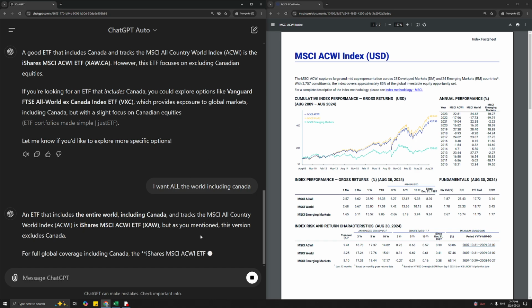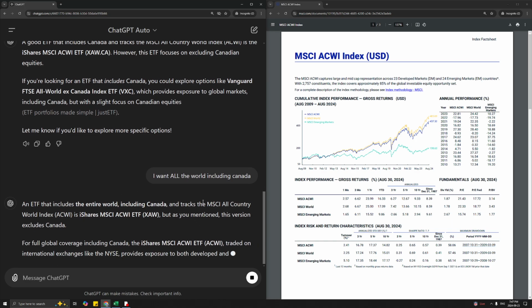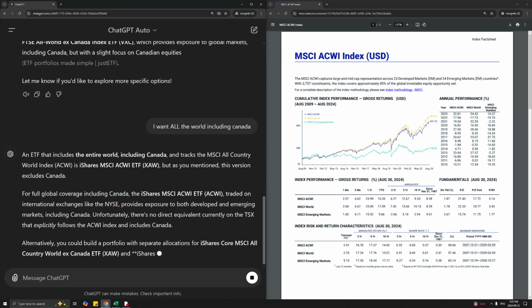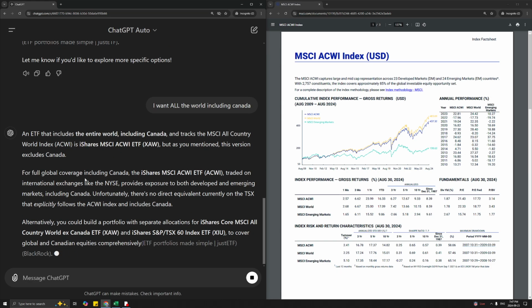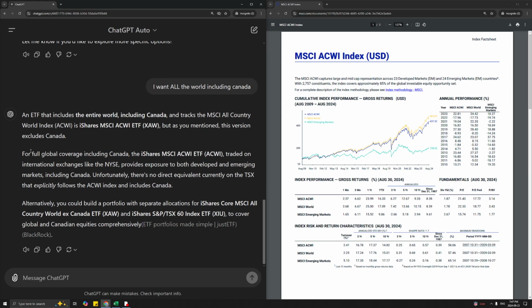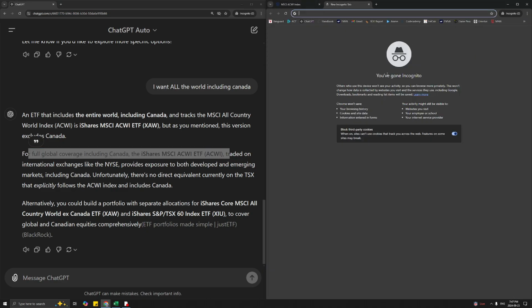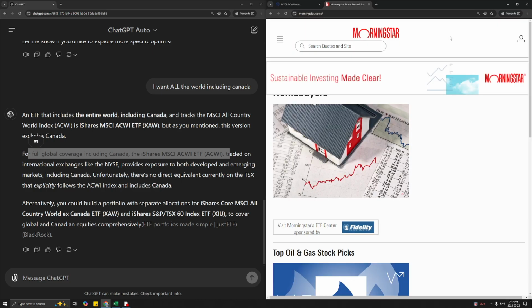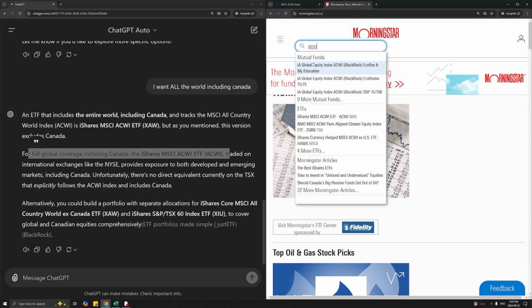Okay, this is what I'm looking for. Tracks the MSCI All Country World Index is iShares. Oh man, I already know. For full global coverage, the iShares ACWI. Okay, I had that open. We're gonna use Morningstar a lot. I like Morningstar. So, okay, ACWI.